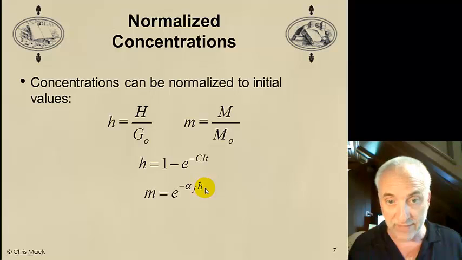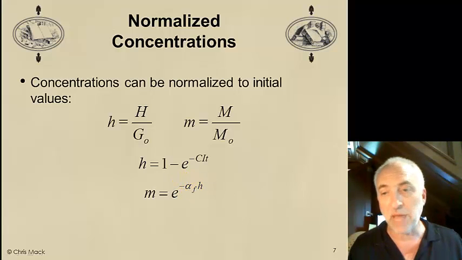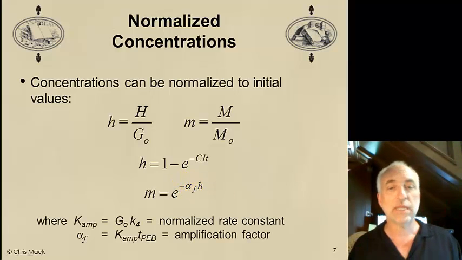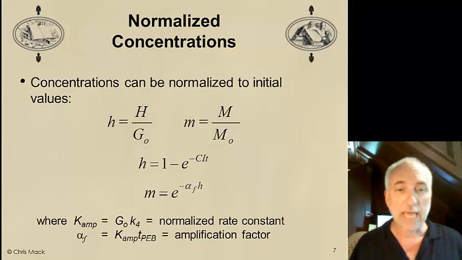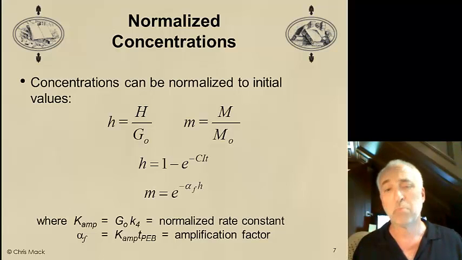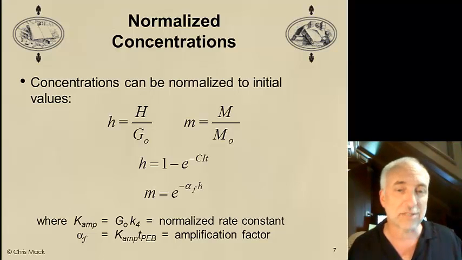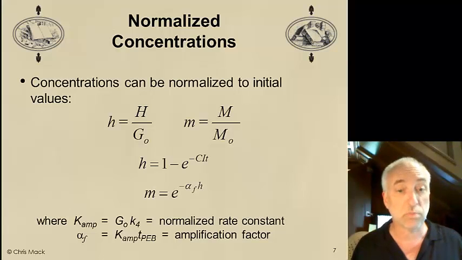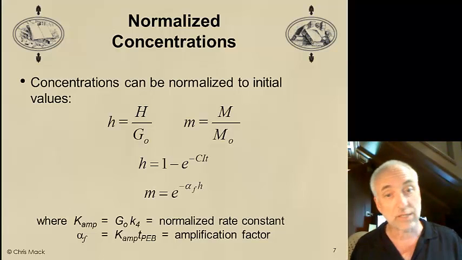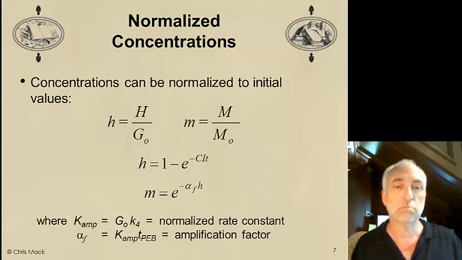H is the relative acid concentration, and alpha sub f is something I call the amplification factor. And I'll do two things. First of all, I'll normalize the rate constant K4 because I'm using all normalized concentrations here, I'll normalize it by multiplying by G0, the initial concentration of PAG, and that rate constant I'll call K-amp, or normalized rate constant. Then I'll say the amplification factor, alpha sub f, is simply K-amp times the bake time.